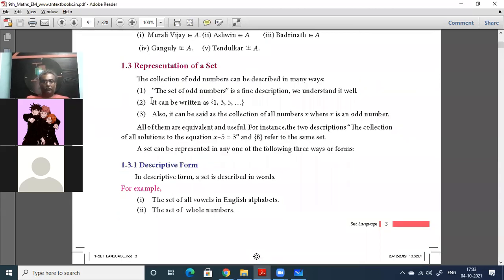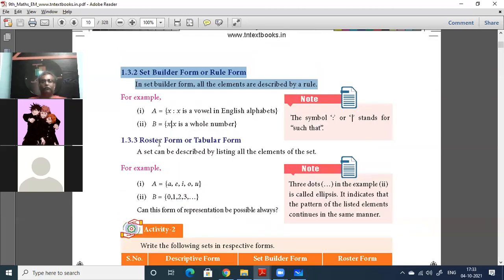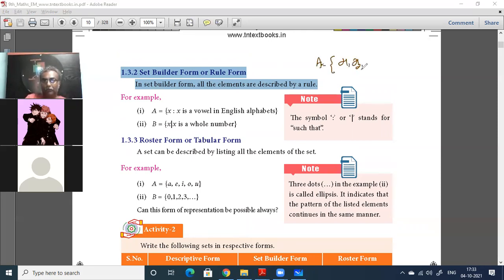Earlier you had what? Descriptive form. That means you are using words to tell what it is. Set of all vowels in the English language. Set of all vowels in the Tamil language, like that. What is the number of elements? Set of all vowels in the Tamil language. Like that you have to keep. You understand? This is the set of all vowels in the Tamil language.